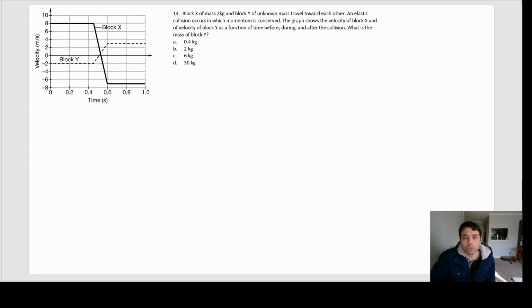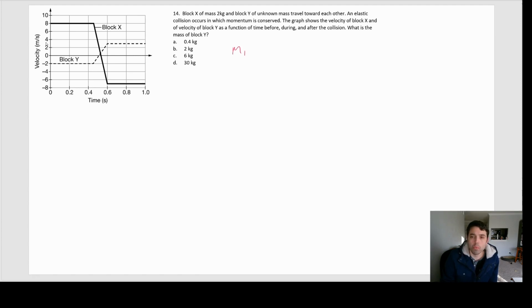Block X of mass 2 kilograms and block Y of unknown mass travel toward each other. An elastic collision occurs in which momentum is conserved. The graph shows the velocity of block X and the velocity of block Y as a function of time before, during, and after the collision. What is the mass of block Y? So this is a straight up conservation of momentum problem. Can you interpret the data from the graph well enough to solve it?